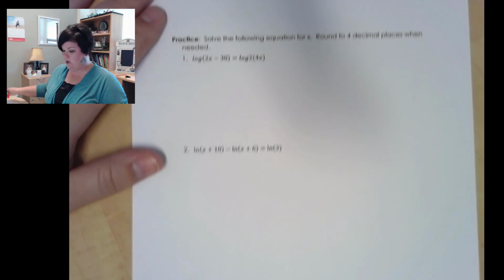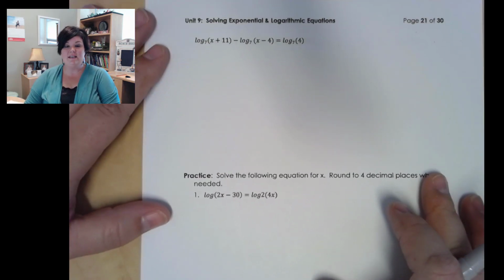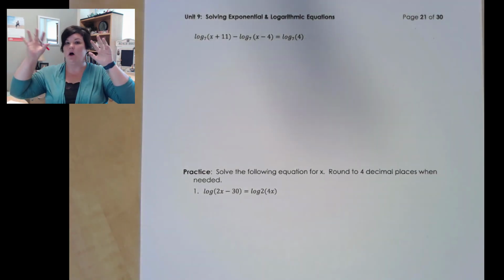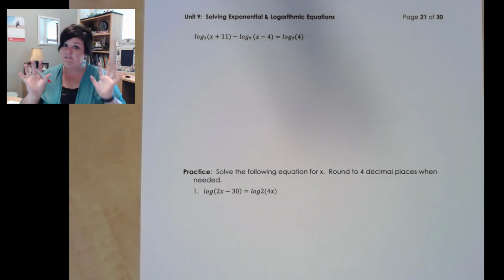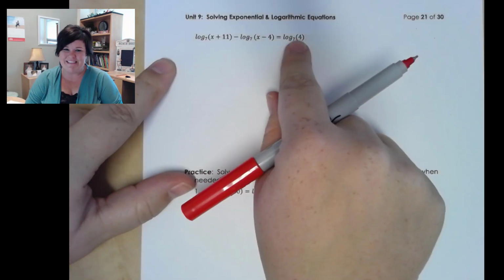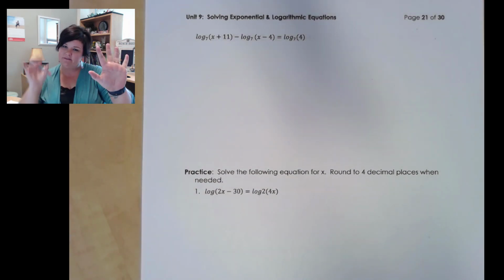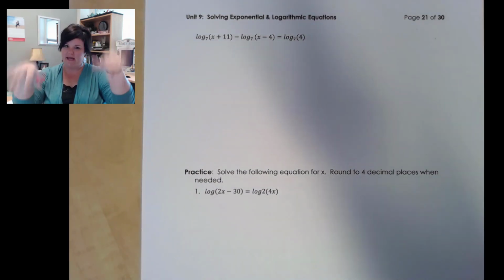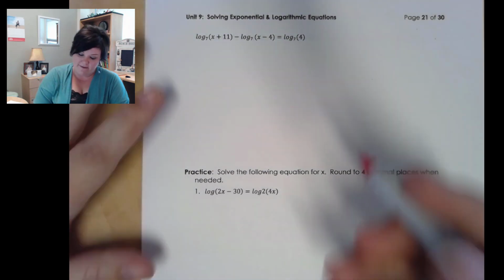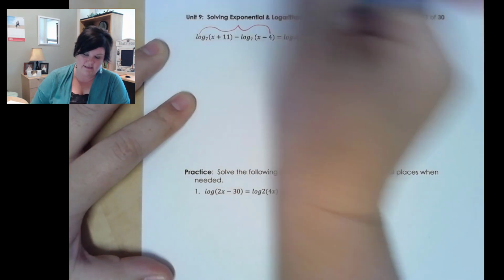Okay, so this next one is another one where I can't just cancel all of my log base 7s. I mean, it's fabulous that they all have a log base 7, but I can only cancel it when I have one log base 7 equal to another log base 7, and then I can drop them, okay? So I have to first condense this, right?